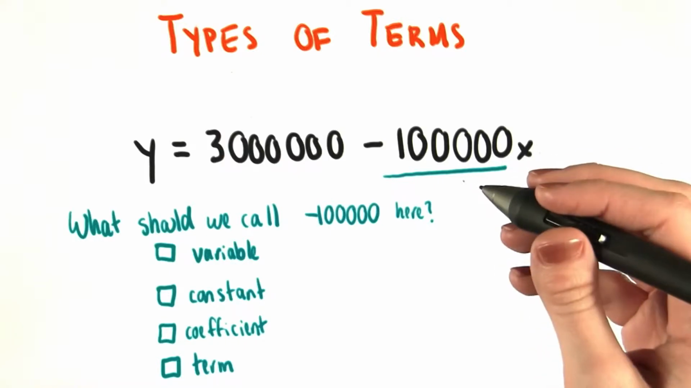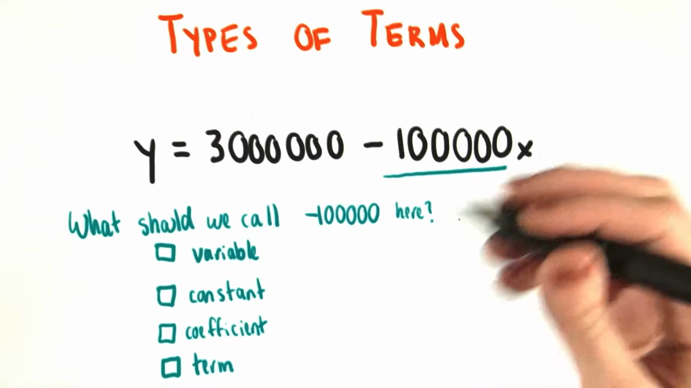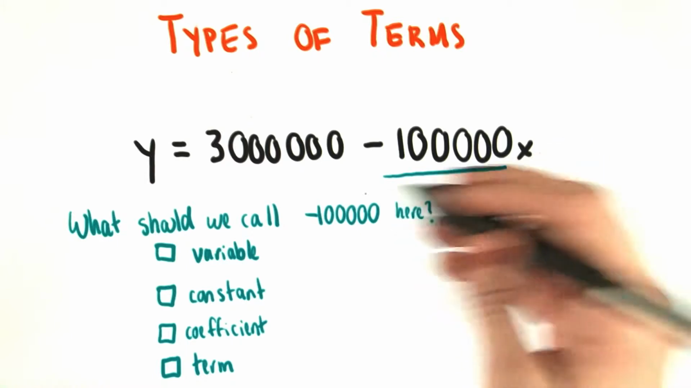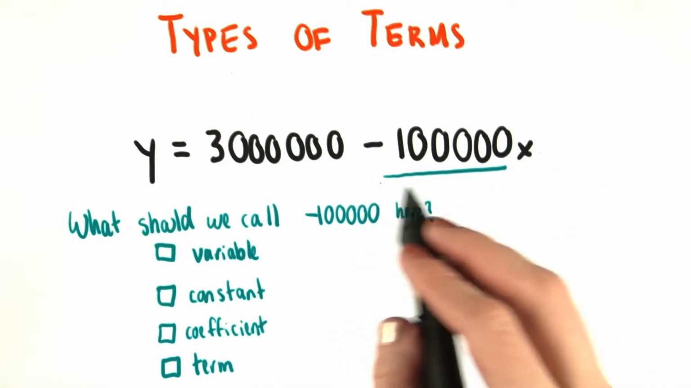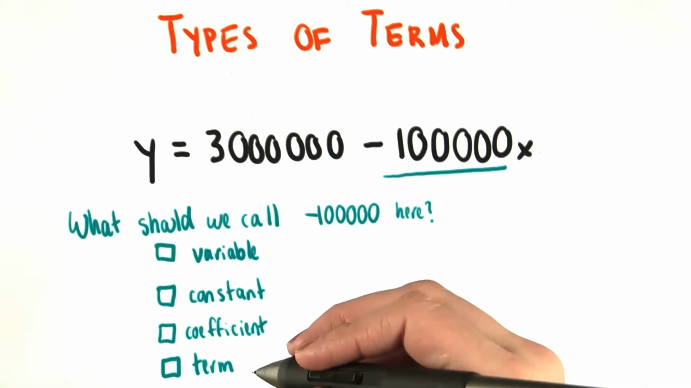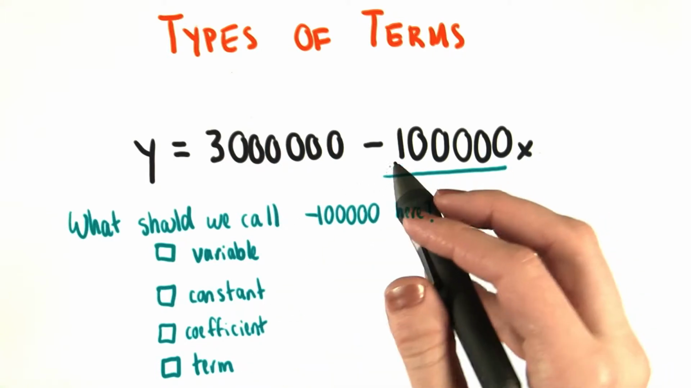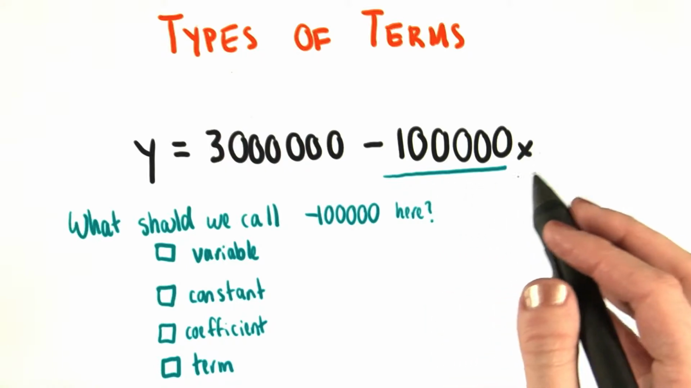So this is actually a little bit tricky. Even though we've talked a lot about what vocabulary is, sometimes it's hard to apply it to actual situations. Let's start from the bottom and work up. Negative 100,000 is part of a term, but the term that it's part of is actually negative 100,000x.